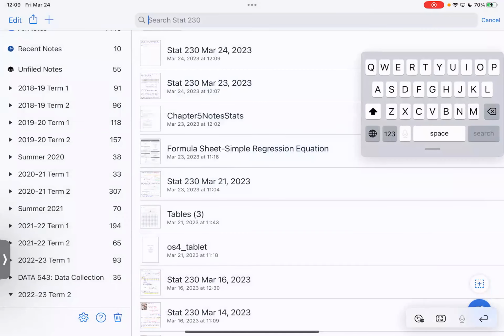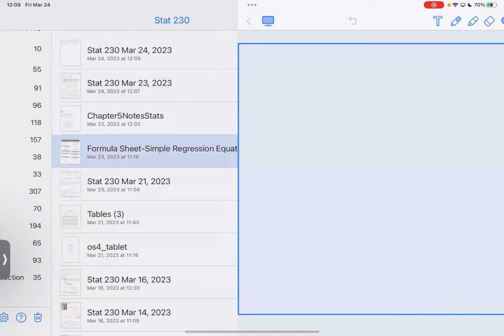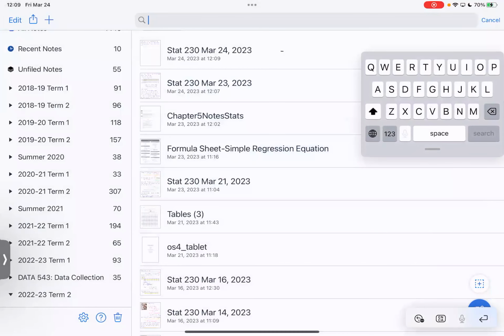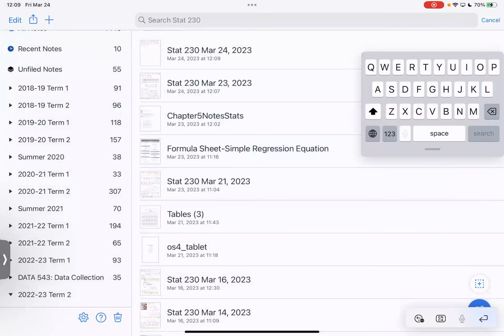So we still have paired data, and we know the confidence interval, although the formula is the same.